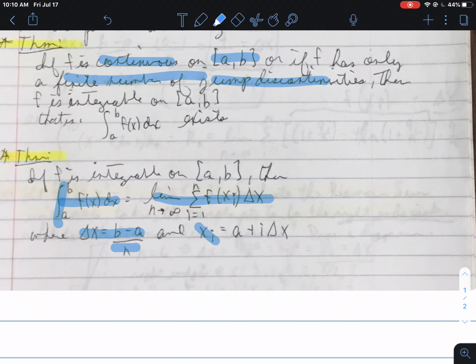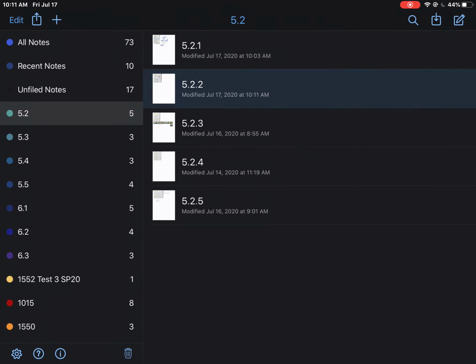And x_i, our sample point, is a plus i times delta x. Now, if you think about that, if I start at a, remember a is our x sub 0, that's our left endpoint. And then if I add i times delta x, that's going to take me to the right endpoint of each of our subintervals. So 1 times delta x brings me across the first subinterval, and then 2 times delta x will get me to the endpoint of the second subinterval, 3 times delta x to the endpoint of the third subinterval, et cetera. But remember, ultimately we said it doesn't matter what sample point you choose. It just gives us a way to calculate x_i generically. So, specifically, what do I mean by delta x and x_i?